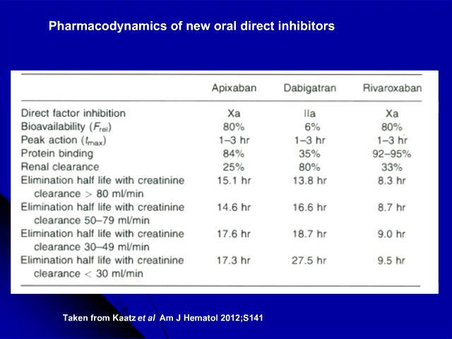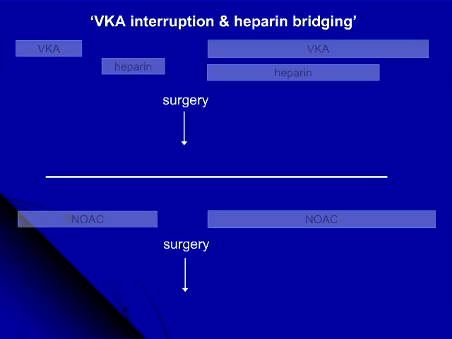Now, one area that's going to be much easier, I think, is interruption of therapy and bridging. These drugs have a very predictable pharmacodynamic effect. There's a very fast on rate and a relatively fast off rate. And so interruption of therapy is going to be much easier. If we consider traditional bridging, it's usually necessary, if anticoagulation has to be stopped, to stop it 5 days, for example, before a procedure.